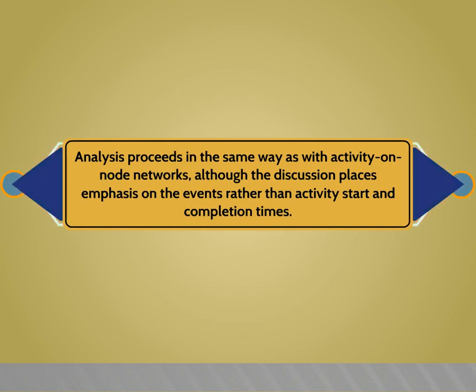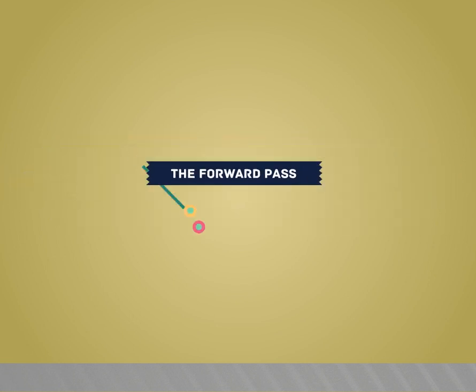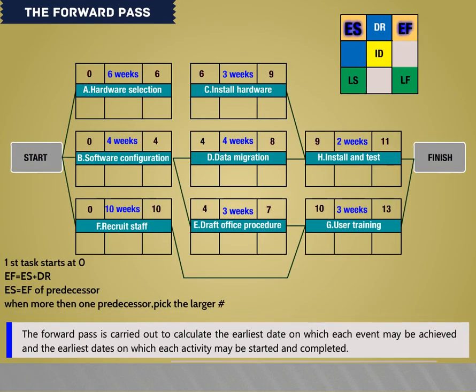Analysis proceeds in the same way as with activity on node networks, although the discussion places emphasis on the events rather than activity start and completion times. The forward pass. The forward pass is carried out to calculate the earliest date on which each event may be achieved and the earliest dates on which each activity may be started and completed. The earliest date for an event is the earliest date by which all activities upon which it depends can be completed.